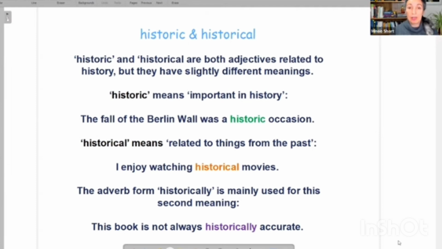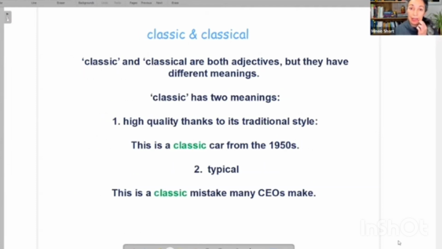That brings us to the next pair, which is classic and classical. Again, both adjectives, but with different meanings. Actually, classic has two meanings. The first one means of high quality thanks to traditional style. For example, this is a classic car from the 1950s. And the second meaning of classic is typical. It's a synonym for typical. For example, you say this is a classic mistake many CEOs make, a typical mistake. It's a strange meaning, but that's a second meaning.